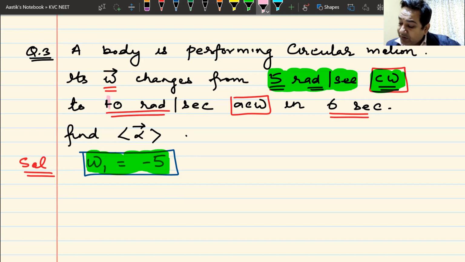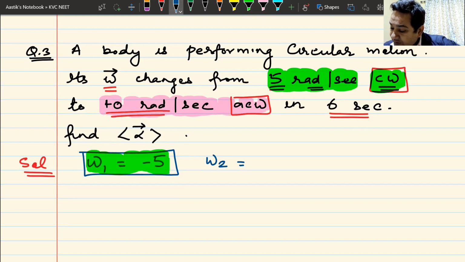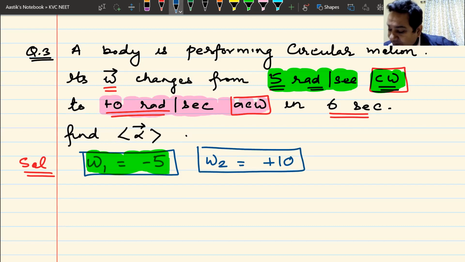The final angular velocity, as you can see, is in pink. It is 10 radians per second. So I'll write omega 2, which is the final velocity. It is anti-clockwise, so it will be plus 10 radians per second. This is the pink one. Do we understand this? Can I have some raised hands? Yes, Nia, that is the right answer.